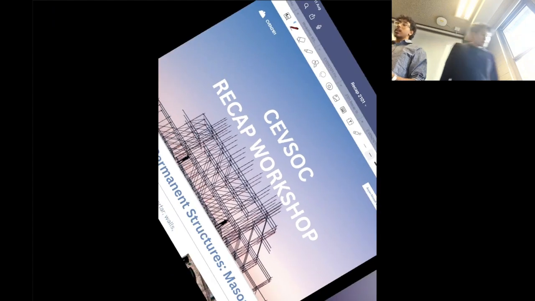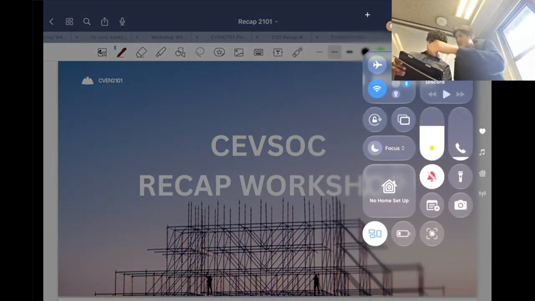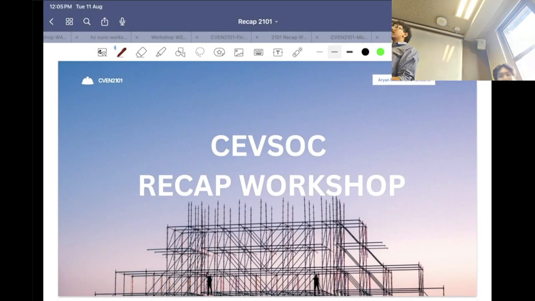So this is CVEN2101. How do I turn off auto rotate? There. All right. Cool. CVEN2101.